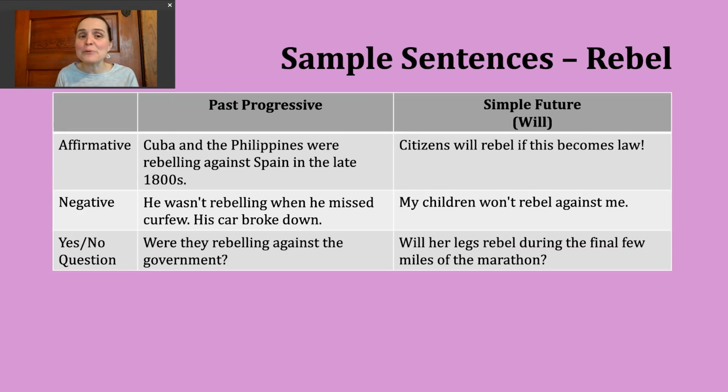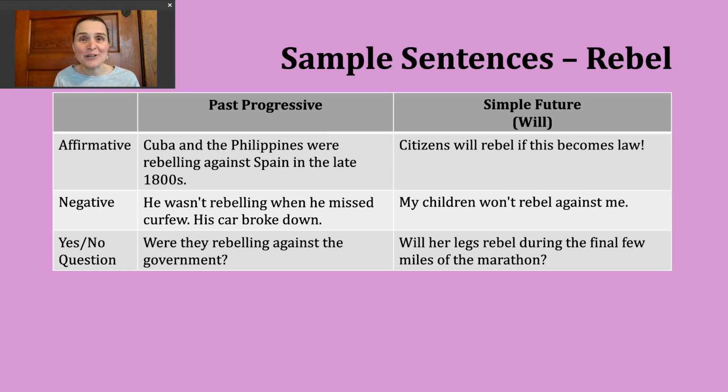Now, let's continue using our verb of the day, rebel, in a couple different verb tenses. The first we'll discuss today is the past progressive. Your teacher or your textbooks might call this the past continuous, and that's just fine. It means exactly the same thing, continuous, progressive.